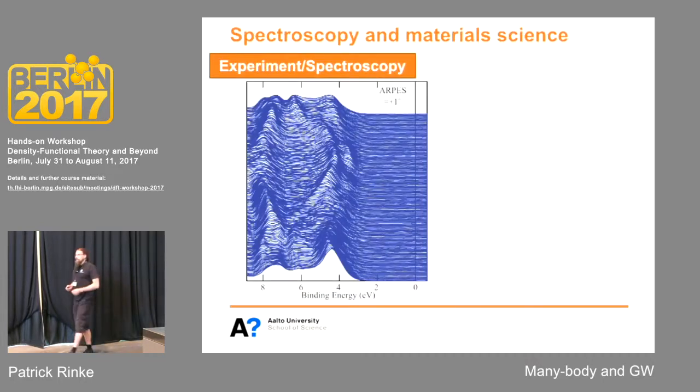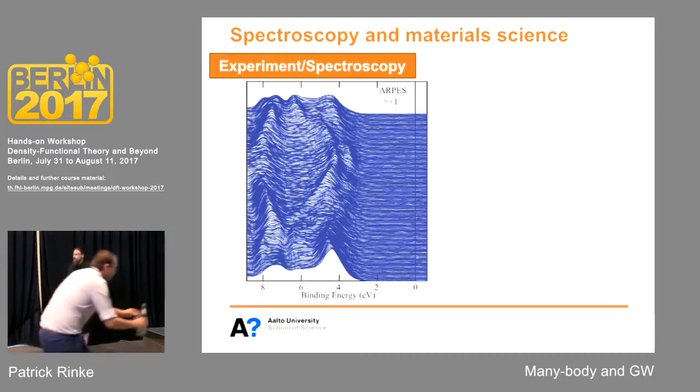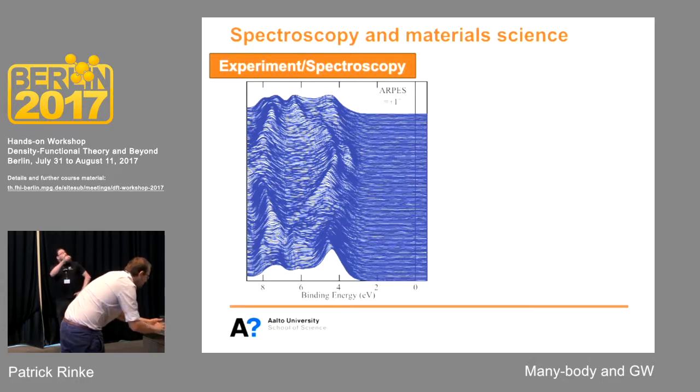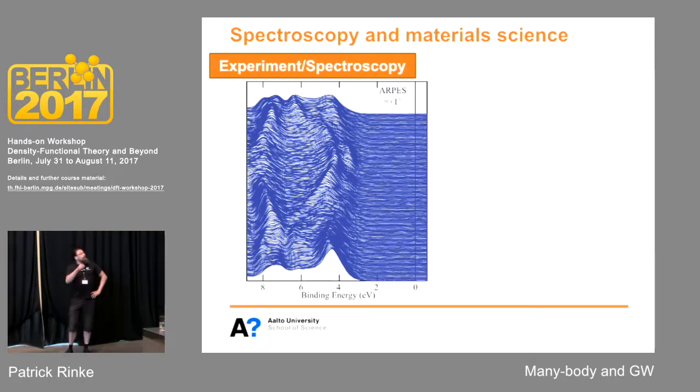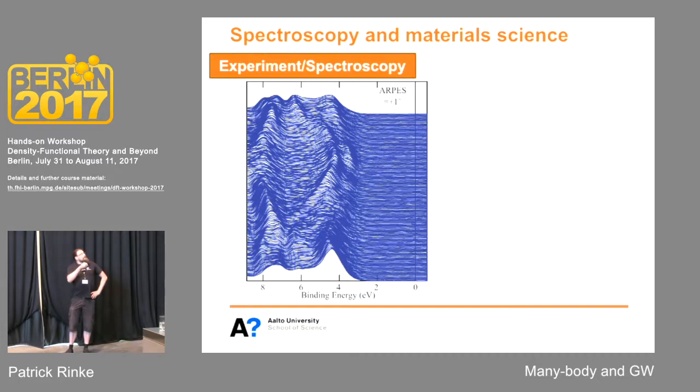So let's start with the spectroscopy. So this is mostly an experimental term, right? So you have a spectrometer, you have a method that perturbs the system, and then you record spectra. And here's a typical example of a photoemission spectrum, angle resolved photoemission, ARPES, where you have many different lines. Each one is a spectrum, and then you vary the incident angle of the light, and then you get spectra at different angles, and then you can try and extract a band structure from that.